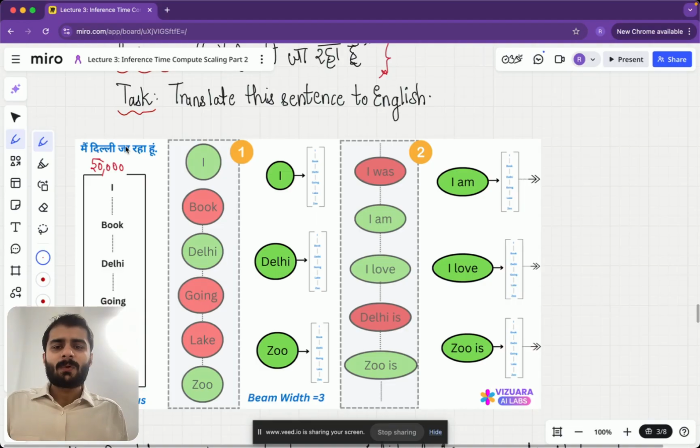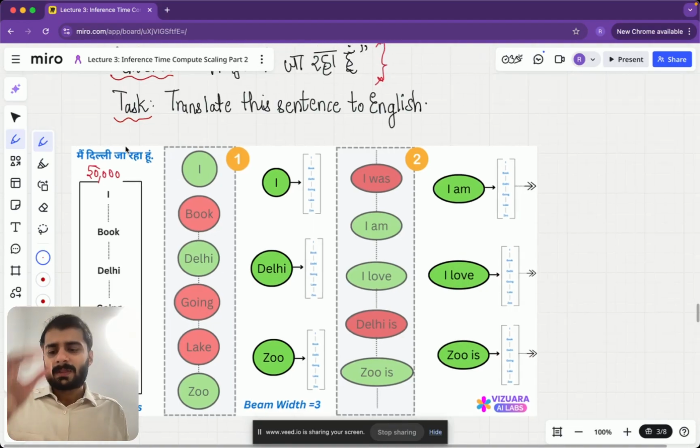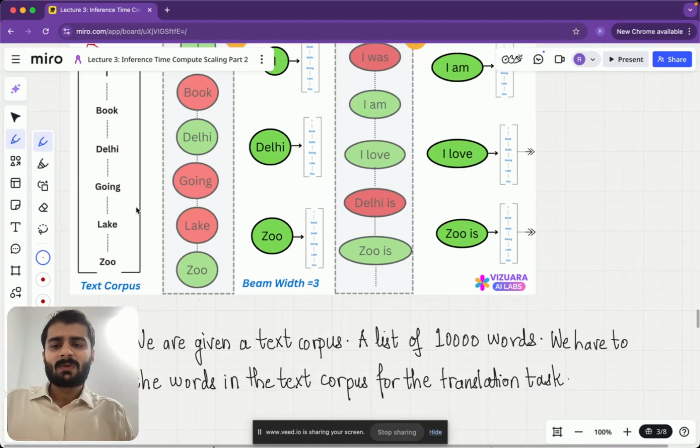Okay. So the approach that we are going to take is, we are going to translate this sentence word by word. So now let's look at it. Step zero is we are given a text corpus, a list of 10,000 words, or we can even call it, say, 50,000 words.